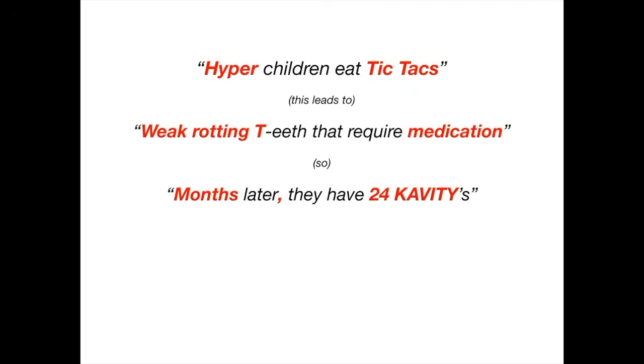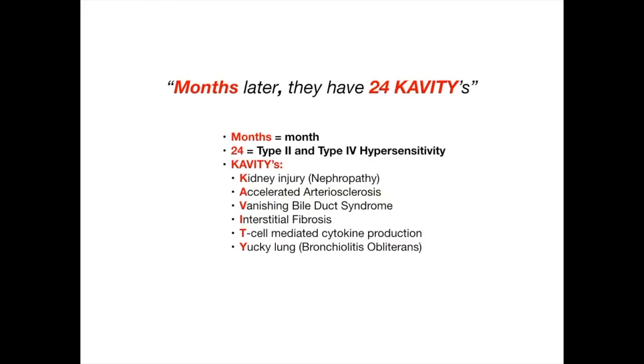Okay, so here's our story. Hyper children eat Tic Tacs. This leads to weak, rotting teeth that require medication. So, months later, they have 24 cavities. So what does this sentence, months later, they have 24 cavities, tell you, and how does this help you remember the chronic transplant rejection? Well, months, because this happens over the course of months. 24, it tells you that it's both type 2 and type 4 hypersensitivity. And cavities is beautiful because it tells you all the clinical findings.